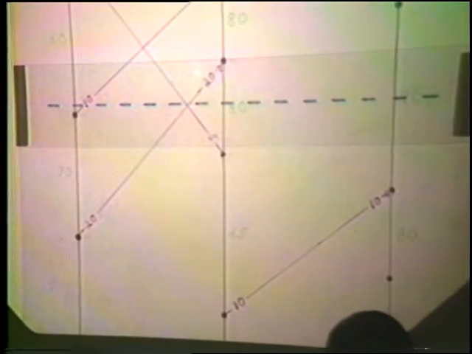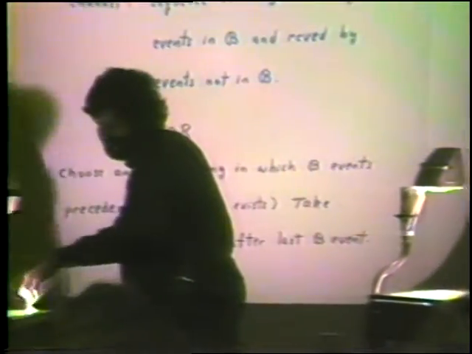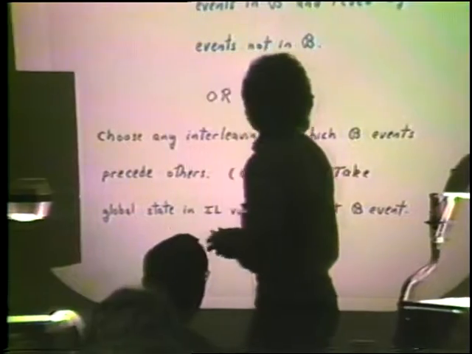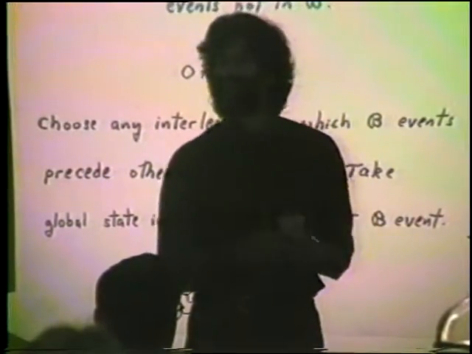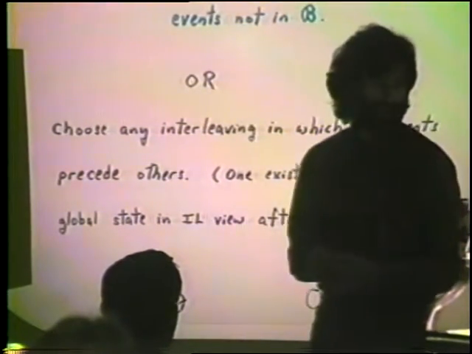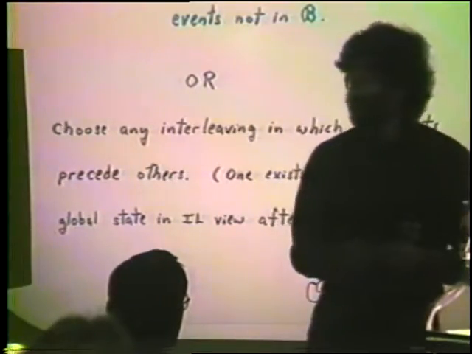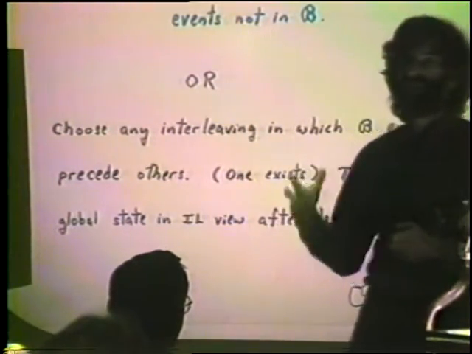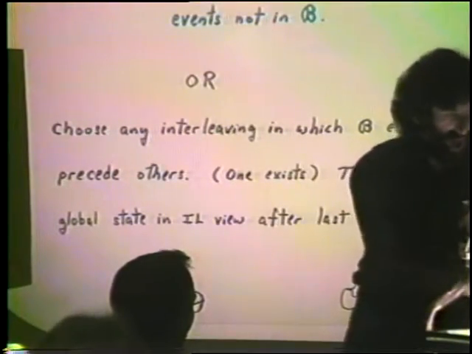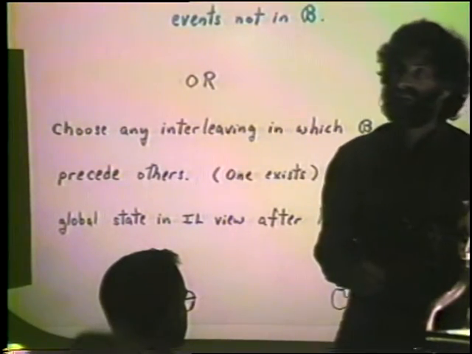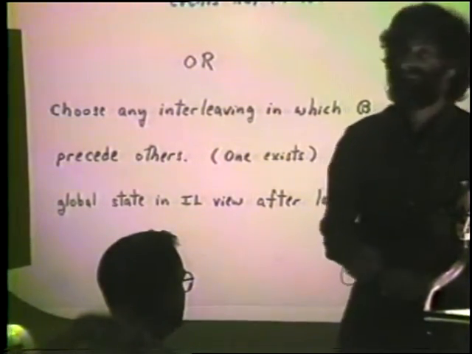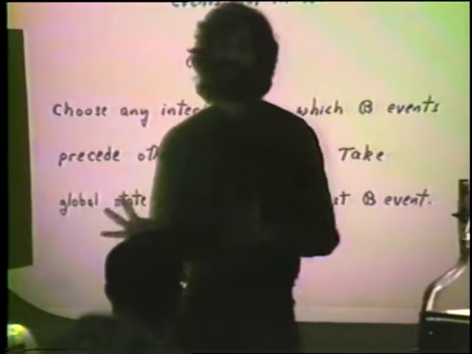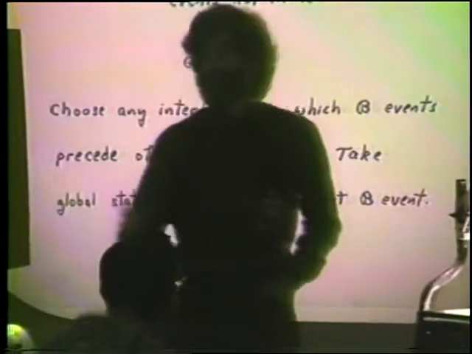Now, that's one definition of the global state of a time slice. Here's another definition. Choose any interleaving in which all the B events, all the events in the time slice, precede all the events not in B. In other words, take some interleaving, some total ordering, which is consistent with the partial ordering defined by the space-time view. Choose any one in which all the events below the line precede all the events above the line, and it can be shown, another 30-second theorem, that at least one exists.